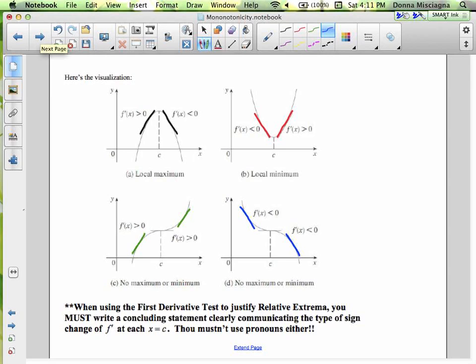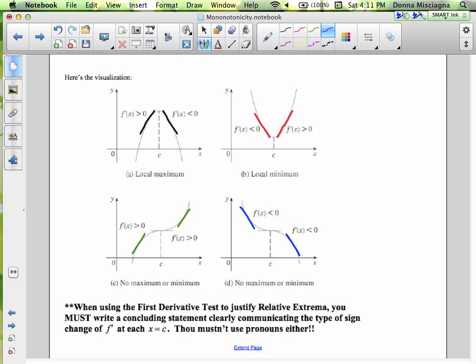So when using the first derivative test to justify relative extrema, you must write a concluding statement clearly communicating the type of sign change of f prime at each x equals c. All right? Thou mustn't use pronouns either. Why must you not use pronouns? "It is increasing." What is increasing? "It is greater than 0." Okay, so you can't say it's greater than 0. What are you talking about?